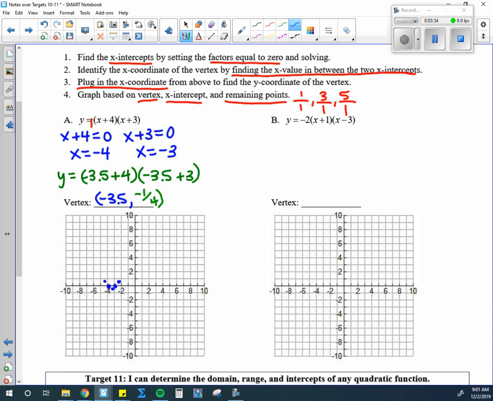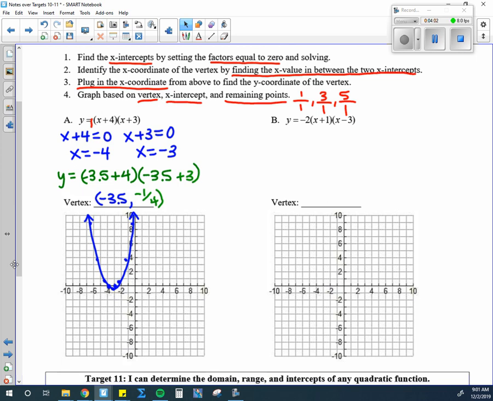And then same thing on the other side. And then from there, I'm going to go up 3 over 1. Okay, and then I can also do up 5 over 1. Then I will connect all my dots. And I have my graph.